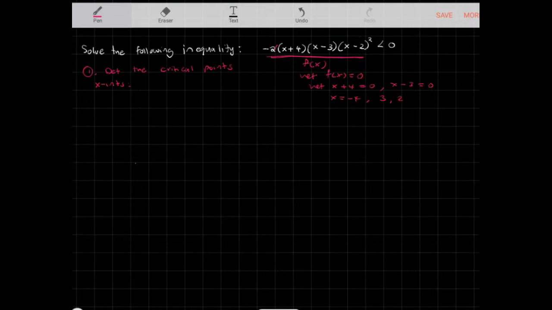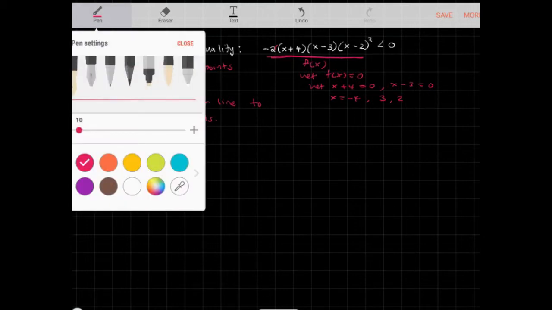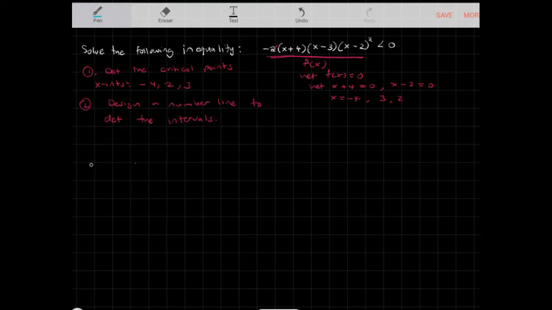So those are our x-intercepts, and after we have our x-intercepts, which include negative 4, 2, and 3, what you want to do here is design a number line to determine the intervals. So the critical points are used to determine intervals, and the space between the critical points is basically an interval. Now I'm going to show you that using a number line. So I'm going to just do that here.